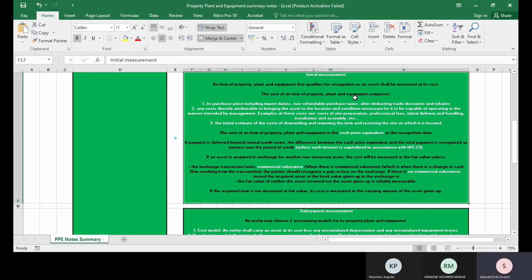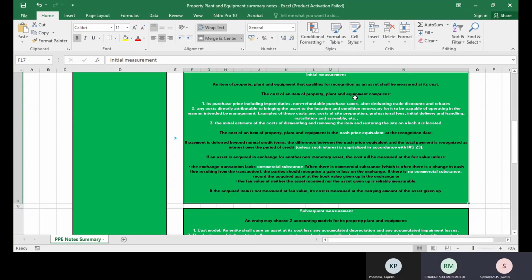Now with the plant that we're producing, that we're building, in that case the cost would be the cost of labor, the cost of material, the cost of overhead. You're going to add all those costs up, then recognize the total cost of that plant. This is how you're going to measure it at cost initially. The cost of an item of property, plant, and equipment comprises, in terms of IAS 16, its purchase price. I've made an example with an invoice, or if you didn't purchase it and you are producing it, the cost of labor, material, and overhead.